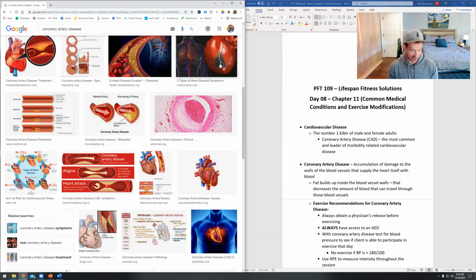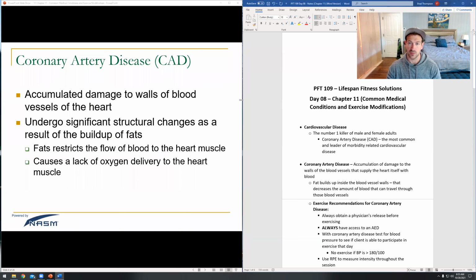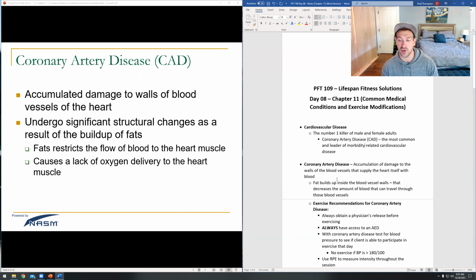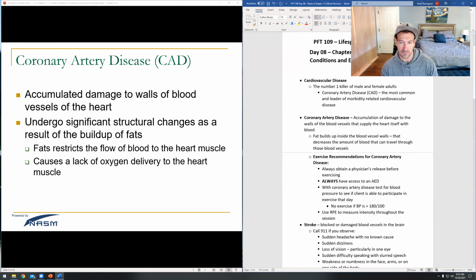It's just like when you get a sunburn really bad and your skin starts to flake, right? That's damaged skin that's kind of self-destructing and working its way off your body. The same thing happens in your heart cells. So that's coronary artery disease. We are trying to avoid that as much as possible, right?